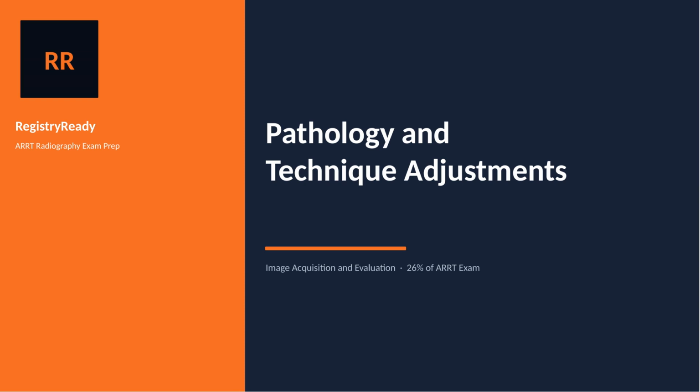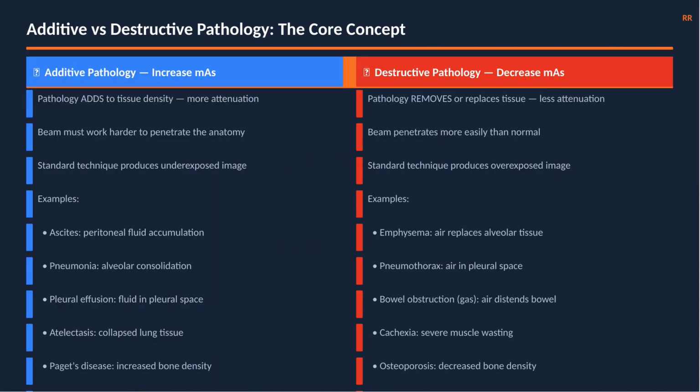14 minutes. The core concept: pathology changes tissue density, and technique must compensate. 2 categories. Additive pathologies increase tissue density, require more MAS. Destructive pathologies decrease tissue density, require less MAS.